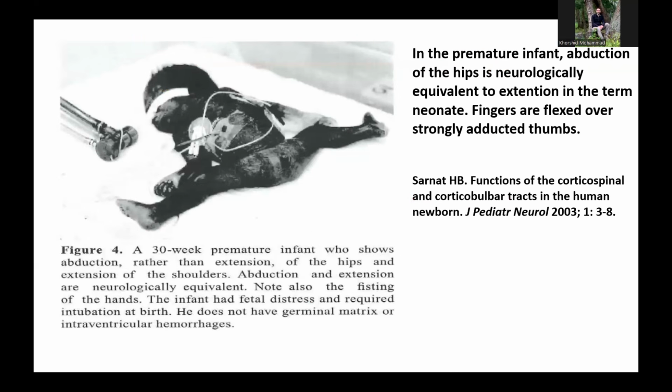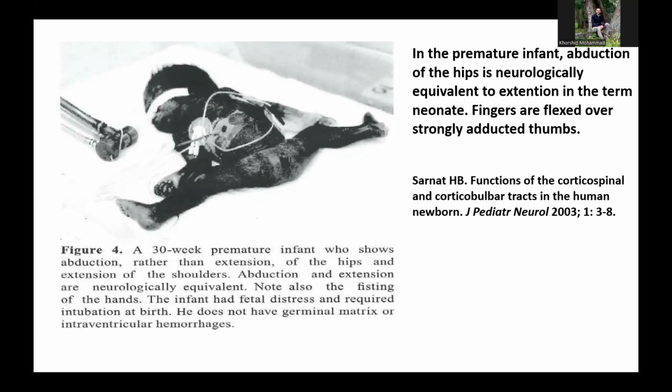Here we have a premature infant, 30 weeks gestation, and this infant has the same thing. You notice the flexion of the hands and flexion of the toes as well. And the hips are not extended, however, they are abducted. Abduction and extension use the same pool of motor neurons in the spinal cord and neurologically are the same.